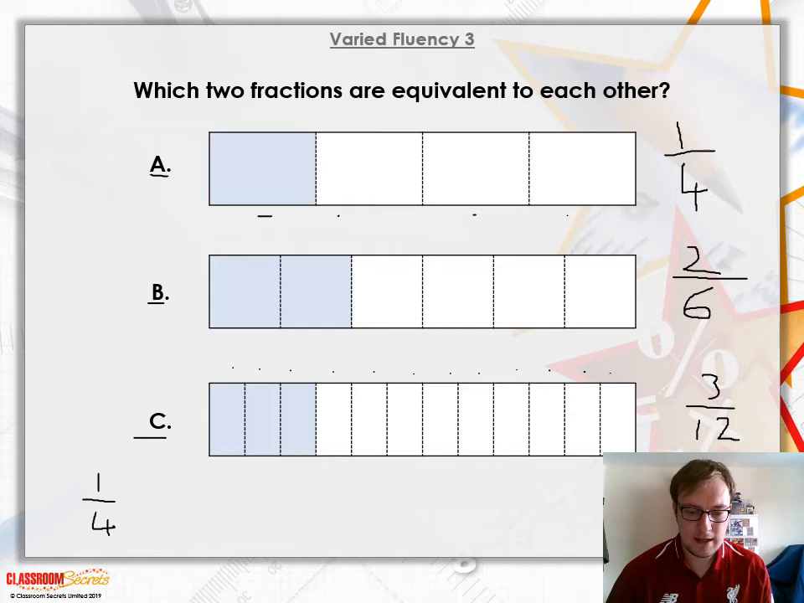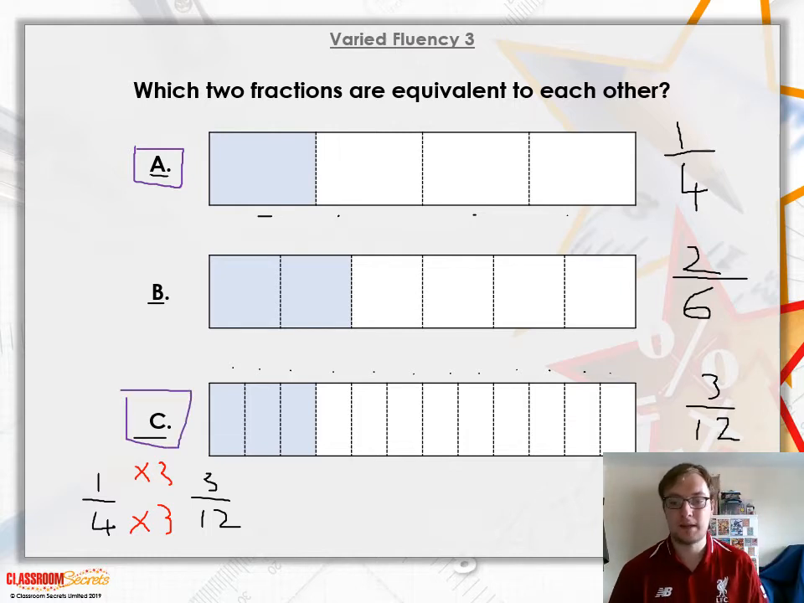So 1/4, and then we've got 3/12. Now, top number, you're going to times by 3, because 1 times 3 equals 3. The bottom number, because it's equivalent, we're going to do the same. So we're going to times by 3. So 4 times 3 is 12. So we have found our two equivalent fractions there. It would be A and C. Also, if you had your ruler or piece of paper, you can hold that up to your screen and you can see clearly that A and C are equivalent fractions.